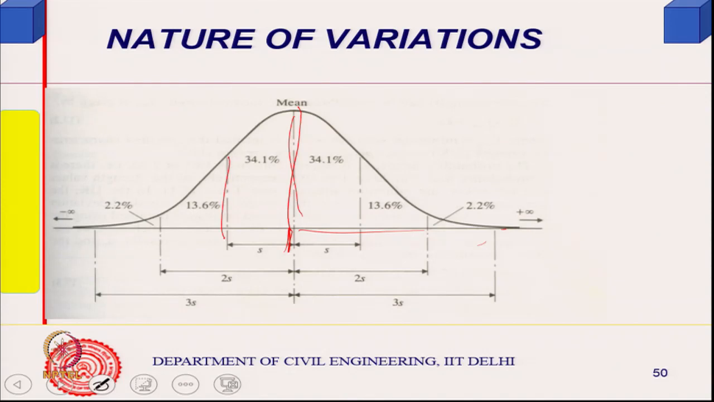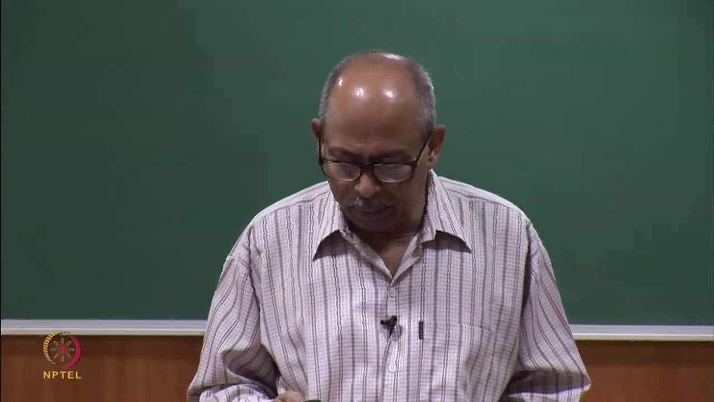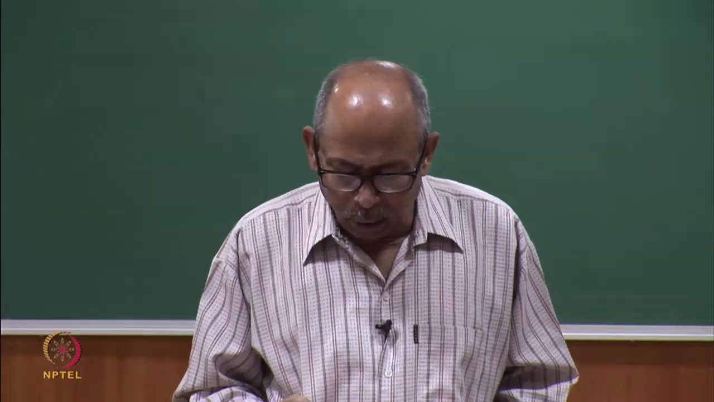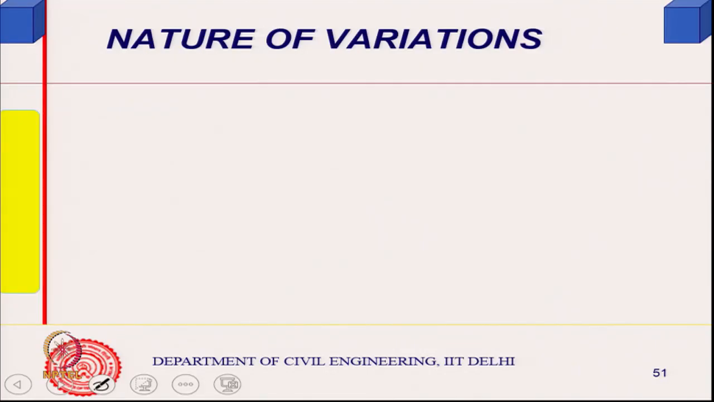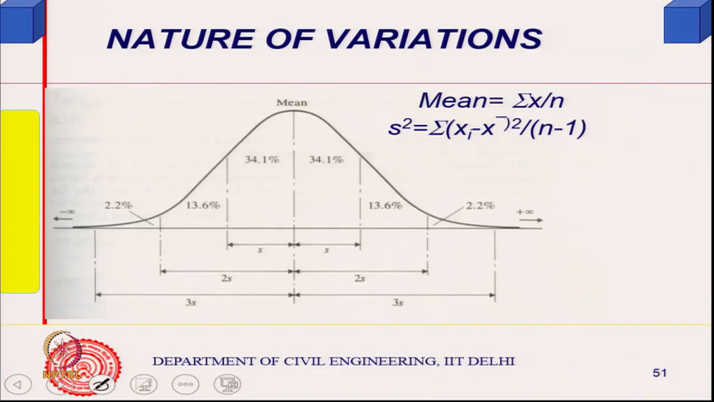And up to one standard deviation you go, this area is 34.1%, this is 13.6%, 2.2, and so on and so forth. So, this is how the normal distribution behavior is like this. Okay, one can calculate the mean for a small sample, and one can calculate a measure of standard deviation as S square, this we know.